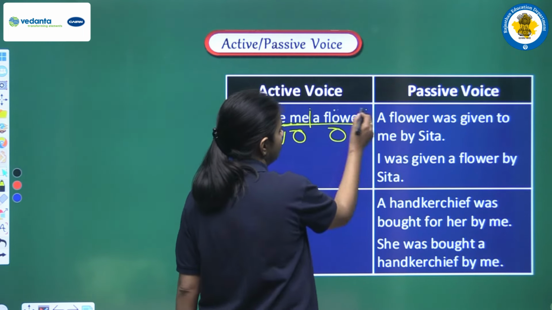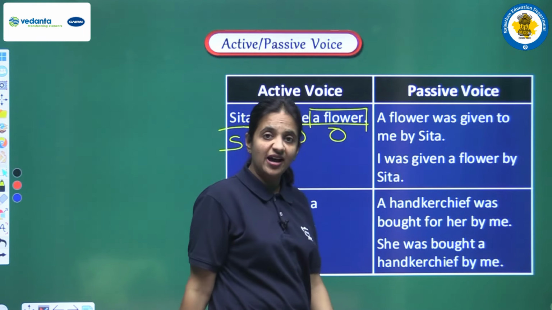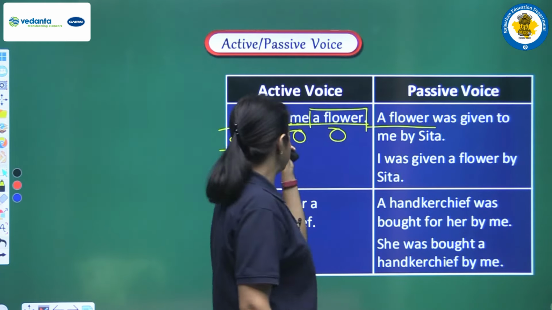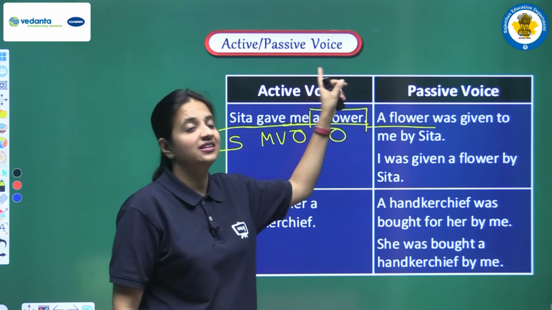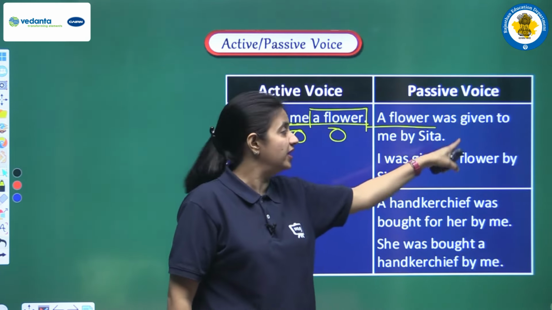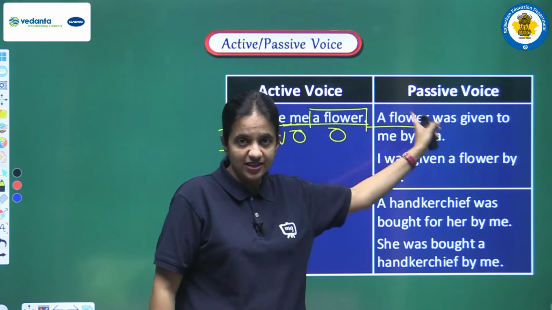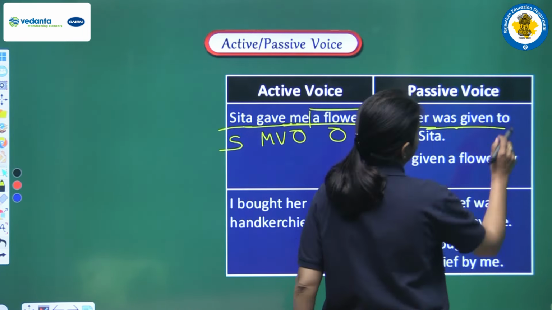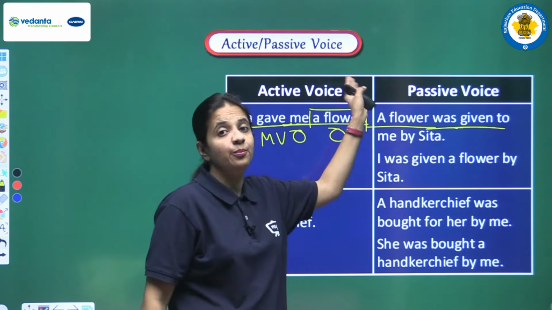First of all we are taking this object, a flower, in the beginning. So we are writing a flower. Next, this is obvious that this is past simple tense and we are using was and were, and for flower, that is singular, we are using was. So was, that is helping verb. After that given, that is the main verb.